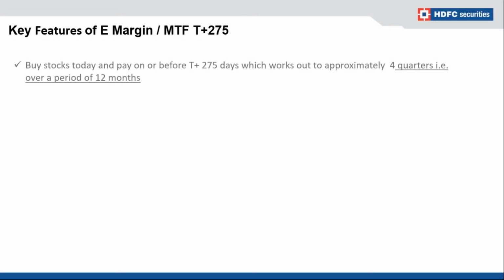So first we'll start with the key features of e-margin. Basically, e-margin is just like a margin trading facility. You can create a position under the product that can be squared off or converted to delivery till T plus 275 days, where T means the day of trade, on or before the specified time.